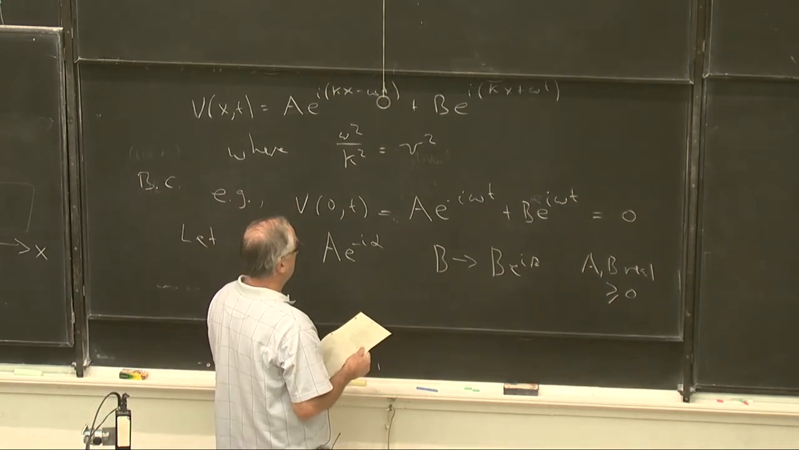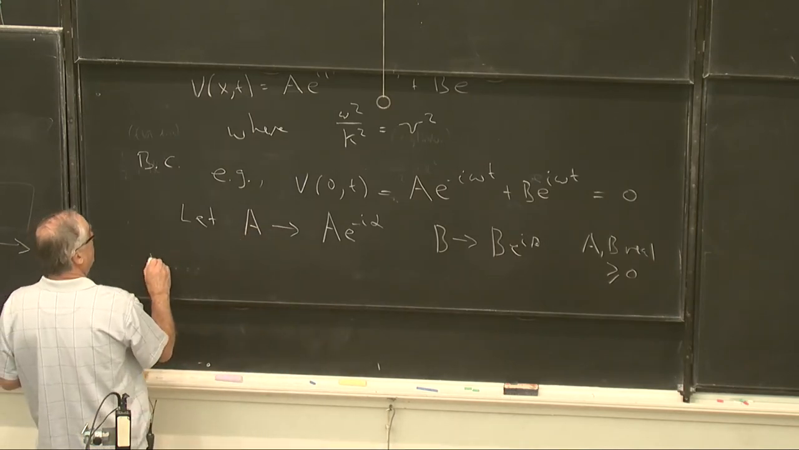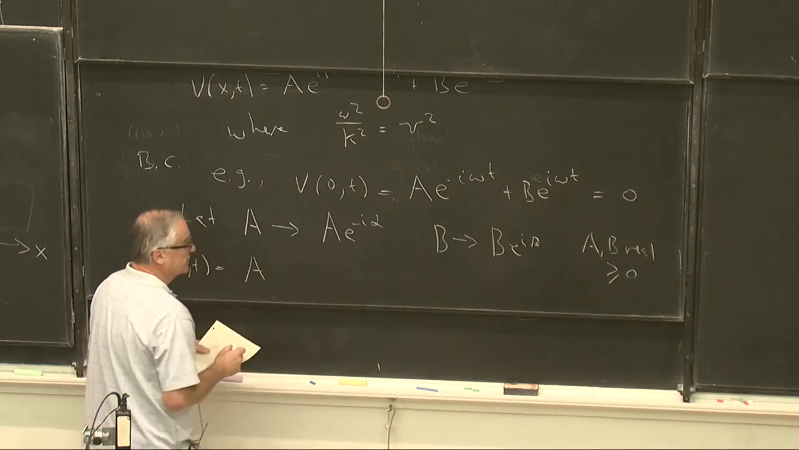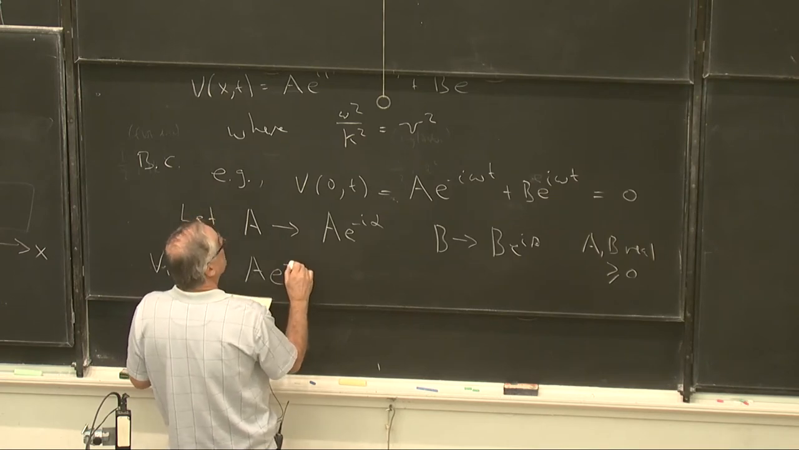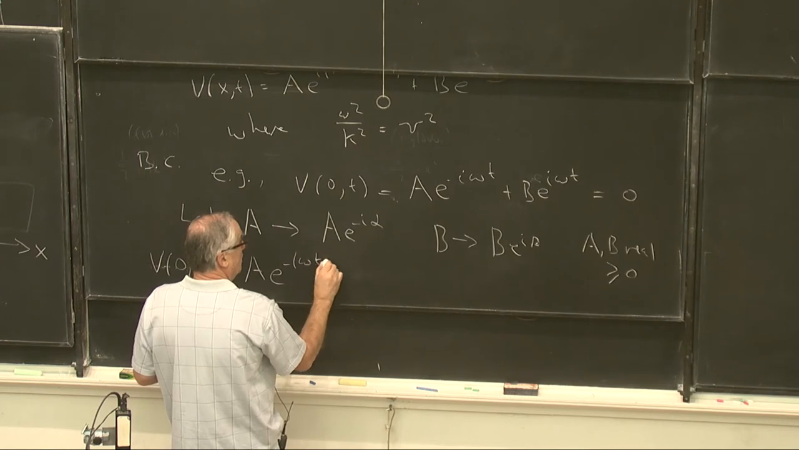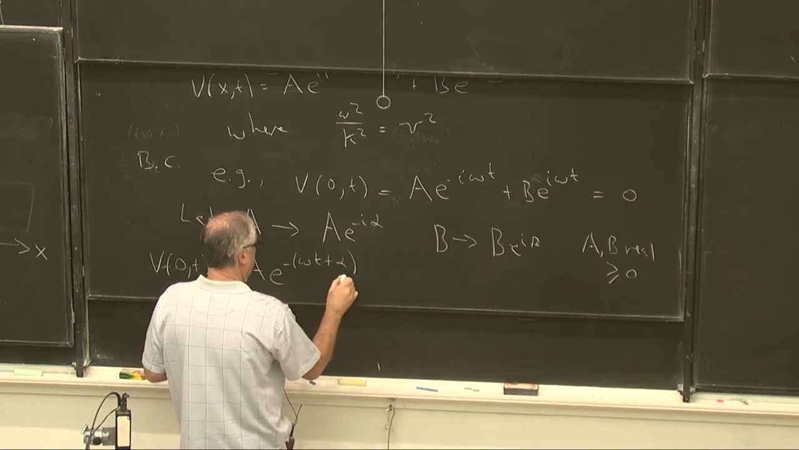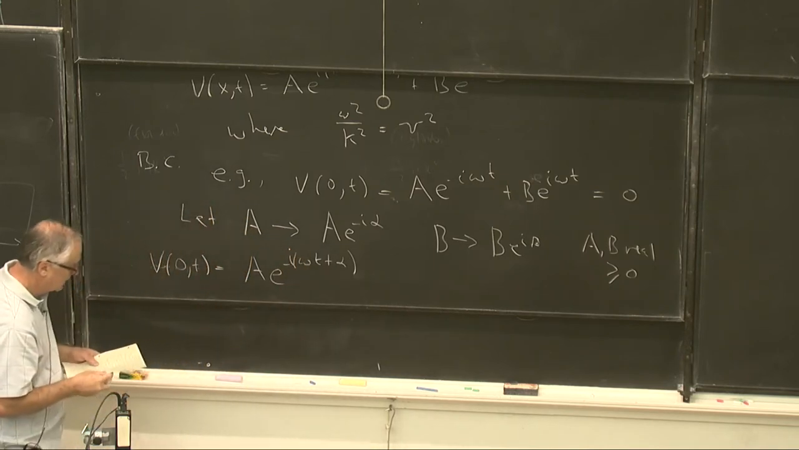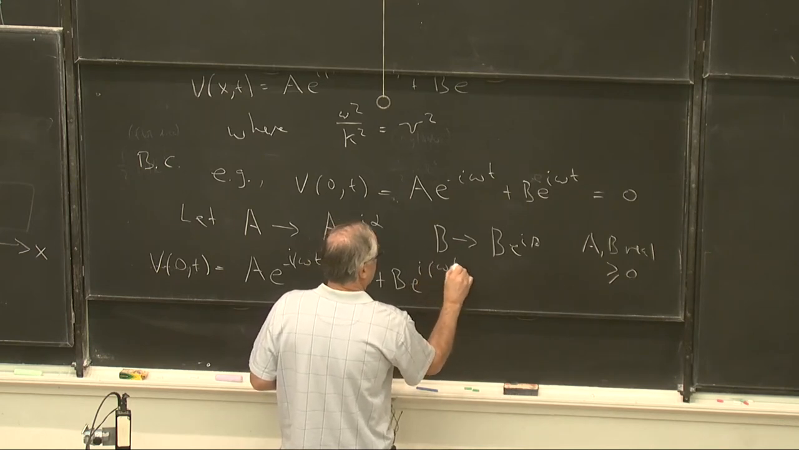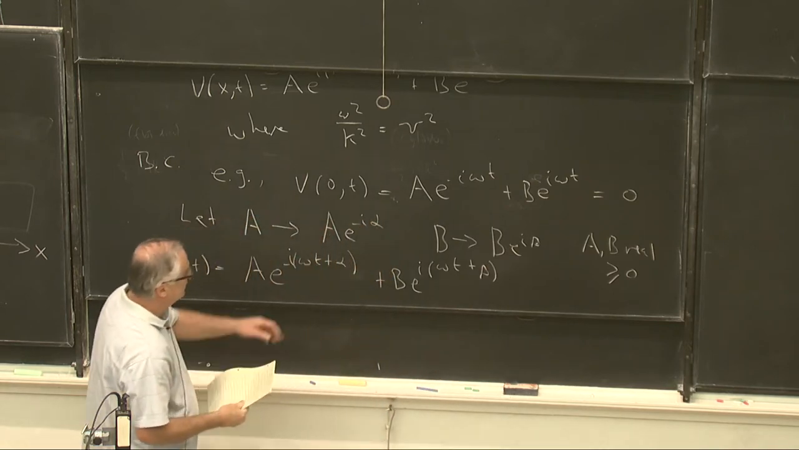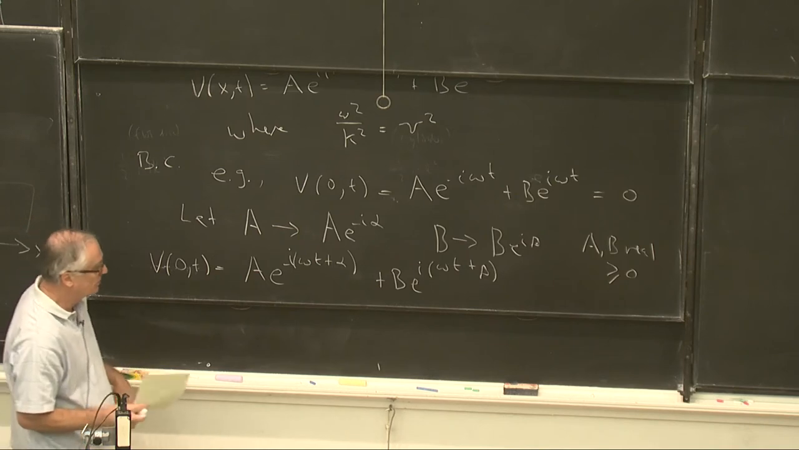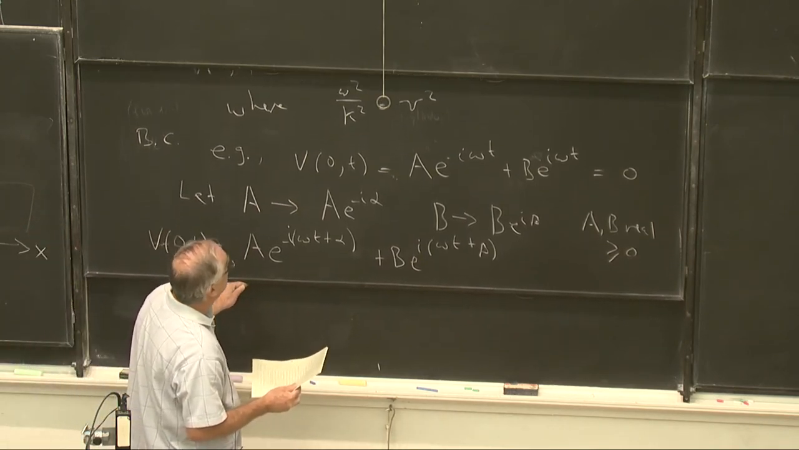Okay, so with that, I get V of 0 and t. I'm going to simplify my life in a little bit, but let me just write down the general phases first. A e to the minus i, omega t plus alpha, and then the B term is plus B e to the i, omega t plus beta. So I've defined my alpha and beta phases in a particular way with the signs just for convenience. Of course, they go from 0 to 2 pi, so the plus or minus is included.